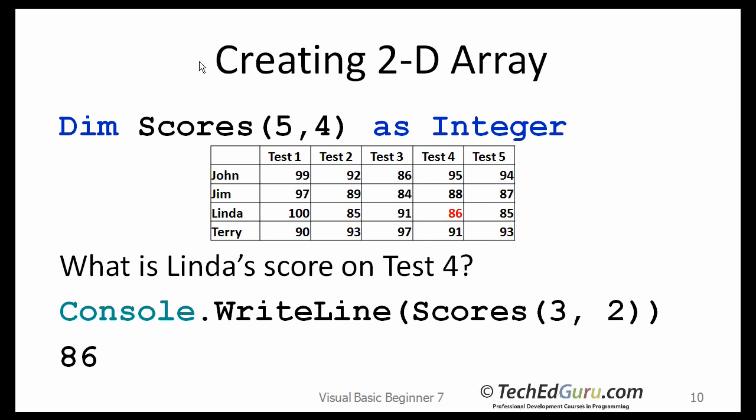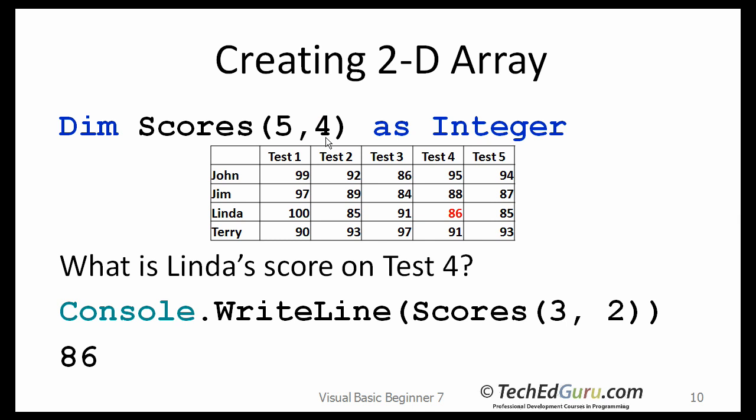Creating two-dimensional arrays. I have a table of numbers. I have two dimensions here. I want to store test scores for various tests for various students. So one dimension is the student, the other dimension is the test. So I've got 5 tests and 4 students. So I'm going to create a two-dimensional array called scores. The first index, the first dimension 5, is referring to the test. The second dimension 4 is referring to the students.